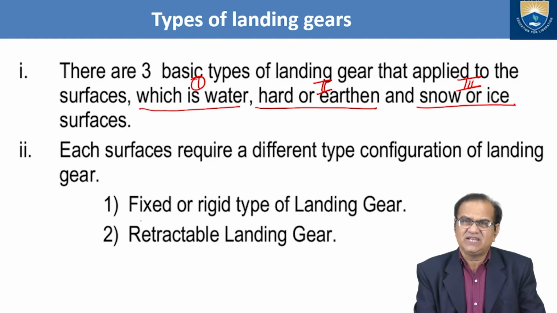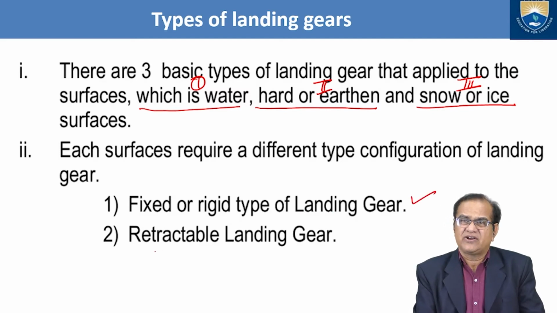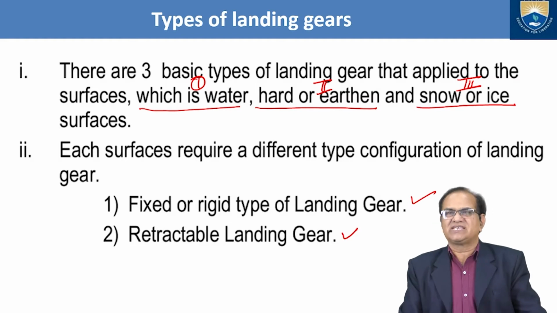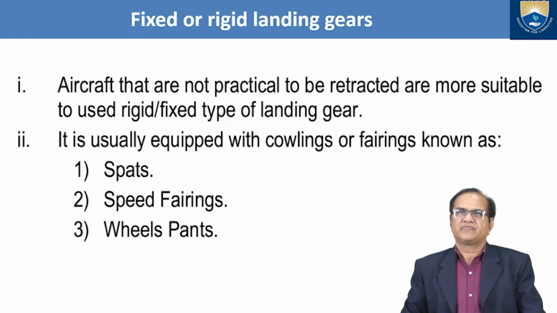So basically we have two types: the fixed or rigid type of landing gear, this one, and the retractable landing gear. We have two types of landing gear, and I am going to discuss this in the next slide. So, fixed or rigid landing gears.